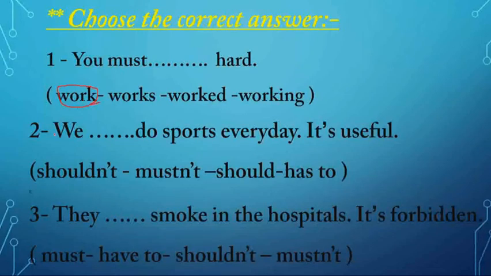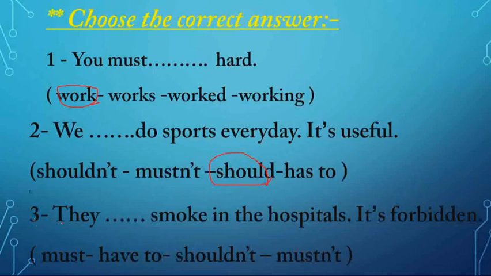Sentence number 2. We space do sports every day. It's useful. When I'm saying that something is useful, so we have to use shouldn't, mustn't, should, has to. It's useful. Okay, take your time. When I'm saying that something is useful, it's my opinion. We should. Very good.